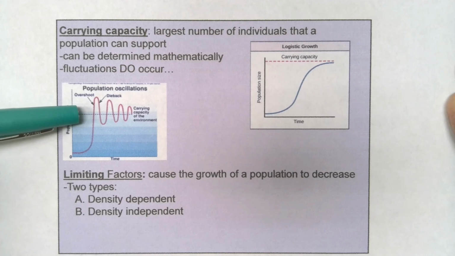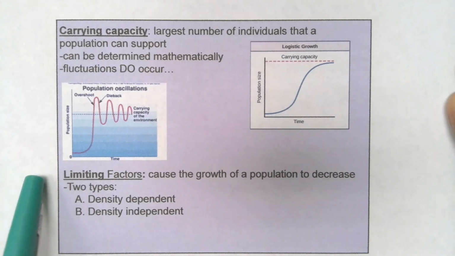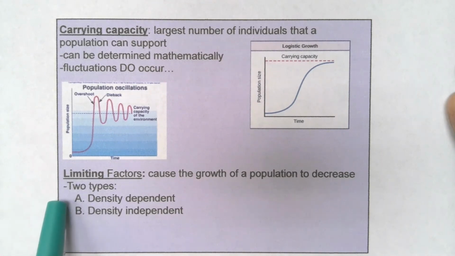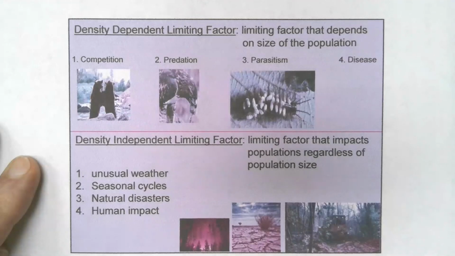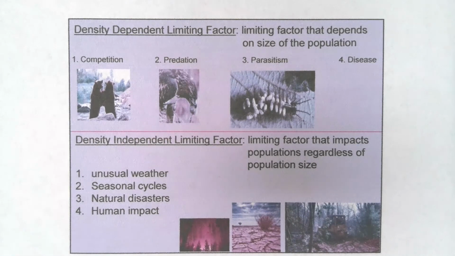So that being said, the next thing: what are the things that cause the growth of a population to decrease? These are known as limiting factors. And there's two types of limiting factors that are going to cause population size to decrease. They're either density dependent or density independent factors, meaning that density dependent factors are dependent upon population density and density independent factors are not.